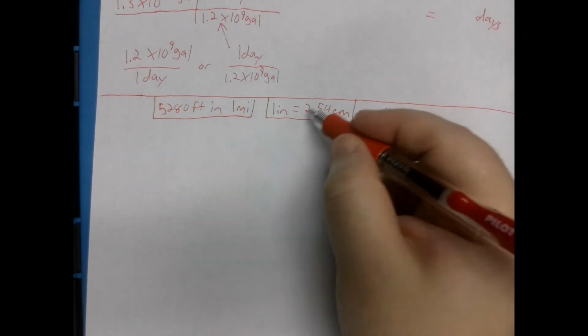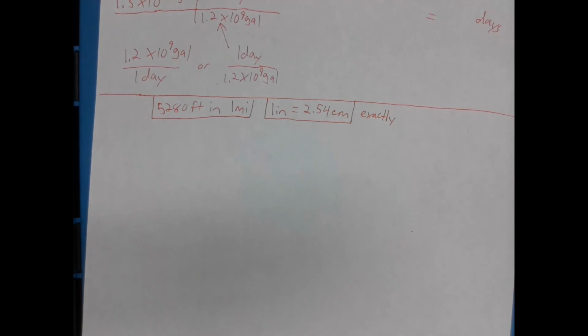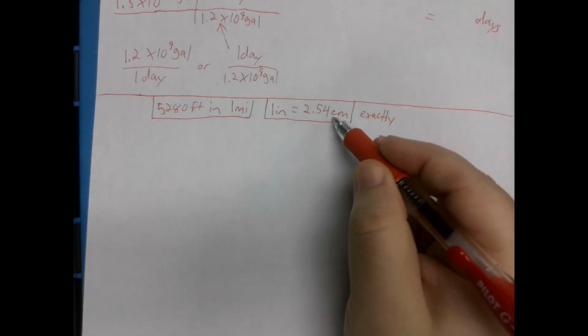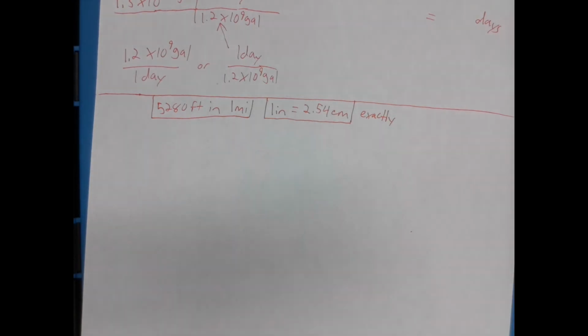This is the only conversion factor I know. I don't have it memorized in any other notation. I don't know how many meters are in a foot or how many feet are in a meter. I don't know anything else but this one. This is the definition: 1 inch is equal to 2.54 centimeters.